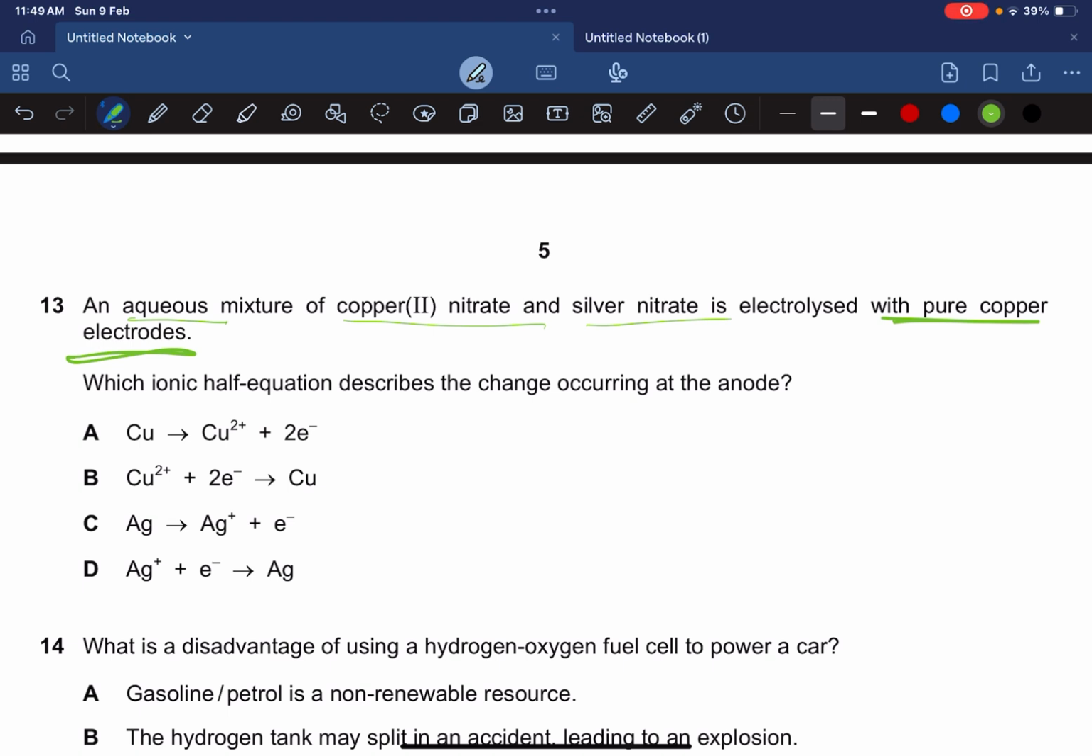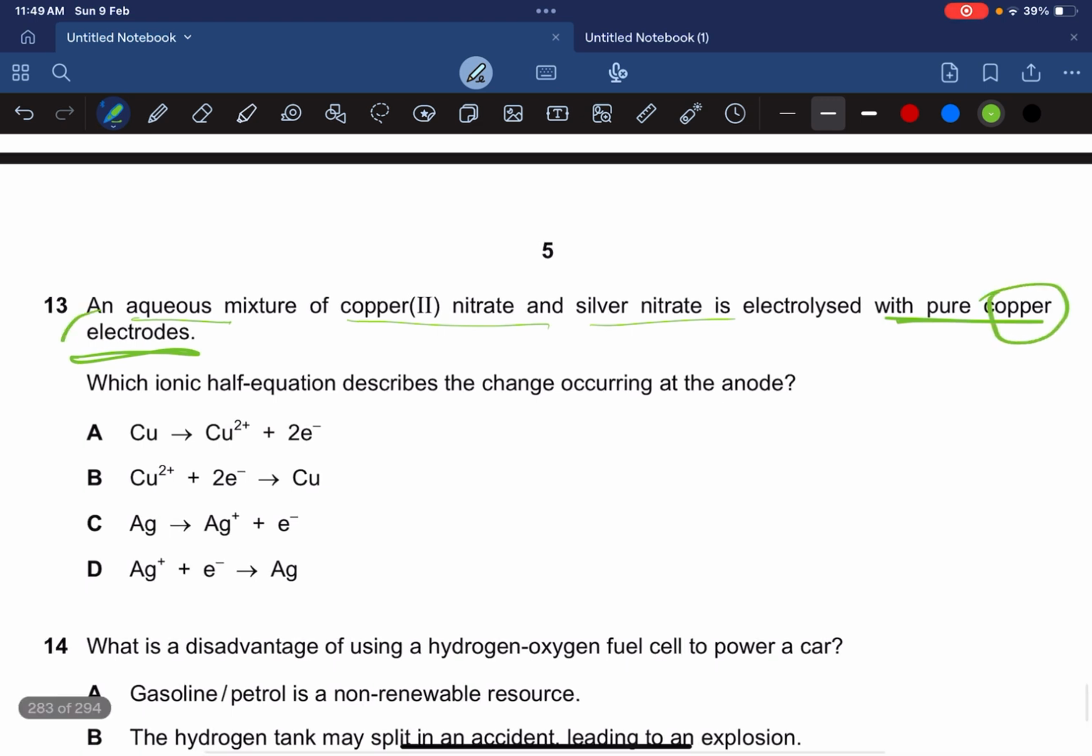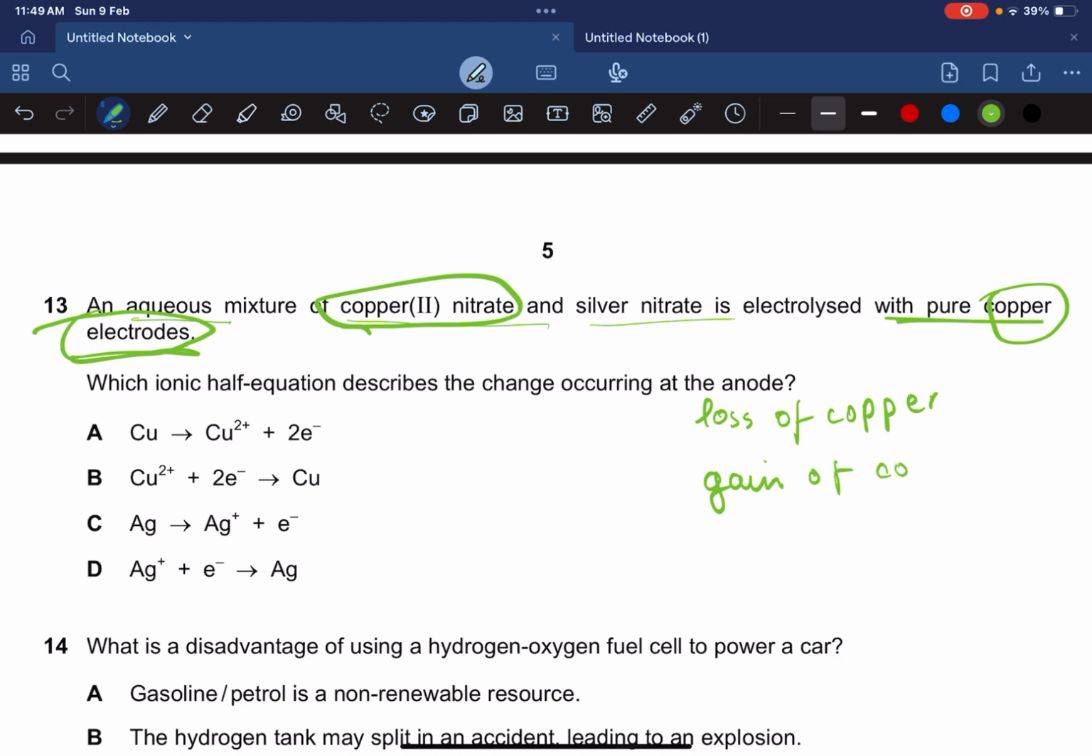So silver is gonna do nothing in it. Silver has absolutely no role for the anode and cathode because when we have copper electrodes, and we have copper nitrate solution, so then what happens at the anode is loss of copper. Okay, I'm gonna write loss of copper at the anode, and there is a gain of copper at the cathode. Okay, so there's a gain of copper at the cathode, there's loss of copper at the anode. So what's gonna happen at anode is that copper is gonna turn into copper ions and 2 electrons. So I guess that's option A.